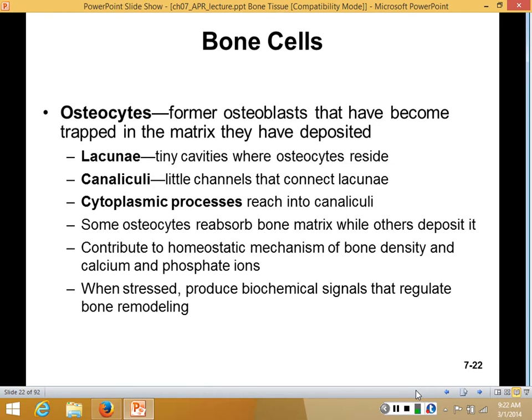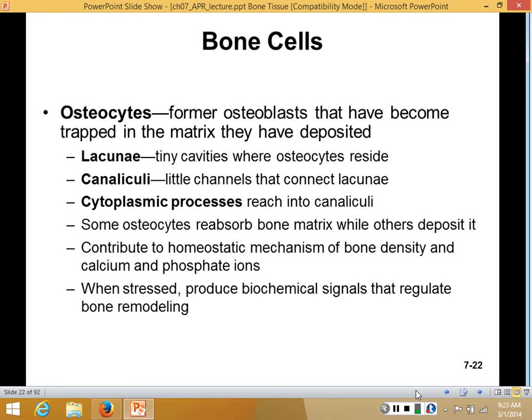Okay. If you look at the first function, they reabsorb what? Bone matrix. Okay. One main thing that you need to remember about your osteocytes, guys, they're engaged in the metabolic exchange, all the exchanges of calcium and other minerals that have to take place. These are the ones that are engaged in the metabolic exchange with the blood.